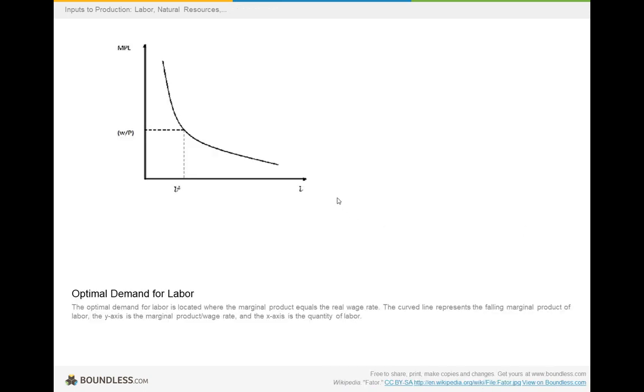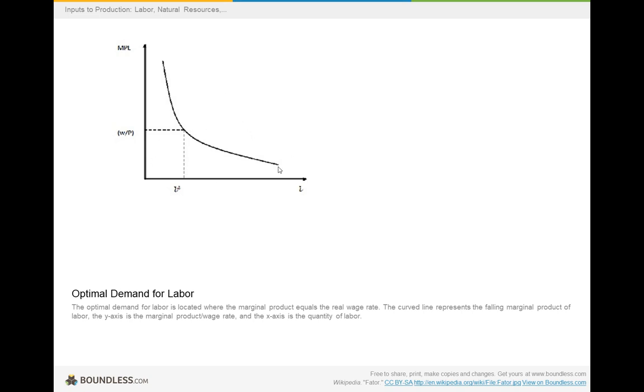We can see on the screen right now, this is the optimal demand for labor. When we plot it out, you can see it slopes downward, just like it would in the normal marketplace. It might have more of a curve to it. The optimal demand of labor is located where the marginal product equals the real wage rate. The curved line represents the falling marginal product of labor. The y-axis is the marginal product wage rate, and the x-axis is the quantity of labor. So this is the quantity of labor, and this is the marginal product wage rate. And this is the wage rate right here. This is the optimal quantity that's going to be produced.